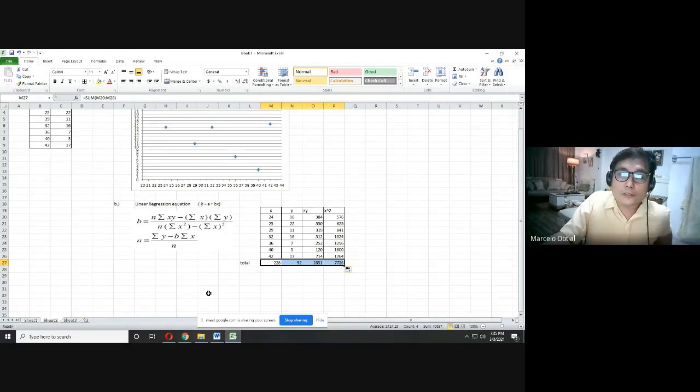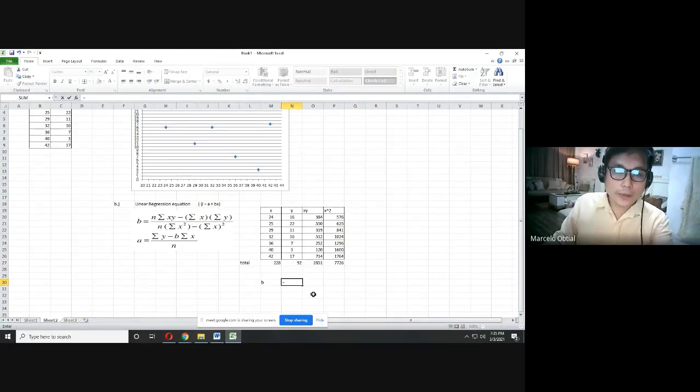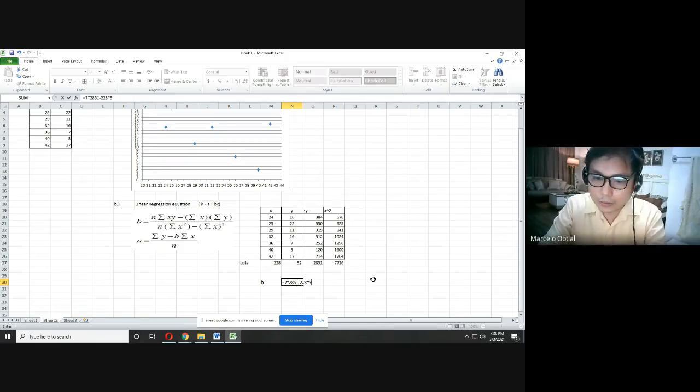Now, we can proceed now in solving B. Okay? Now, B is equal to N. Okay, N natin is 7 times the summation of XY. Summation of XY is 2,581. Okay? Summation of XY. And after that, okay, minus summation of X, 228, then times summation of Y, 92. Okay?